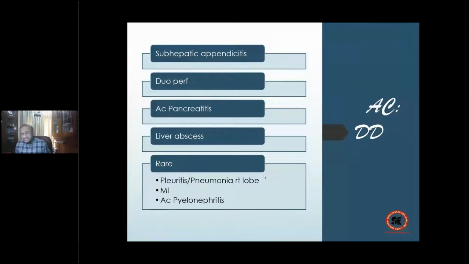So when you're looking at a diagnosis of acute cholecystitis, what else comes to your mind? Number one, you should always consider a subhepatic appendicitis. You should be looking at a localized duodenal perforation, acute pancreatitis, and liver abscess, and rarer conditions like pleuritis or pneumonia of the right lobe, which can manifest with lower chest symptomatology akin to right hypochondrium pain. The patient could be having a myocardial infarction, or acute pyelonephritis. So these are the important differentials. Please remember that this is not a complete list, but it gives you the important differentials for acute cholecystitis.